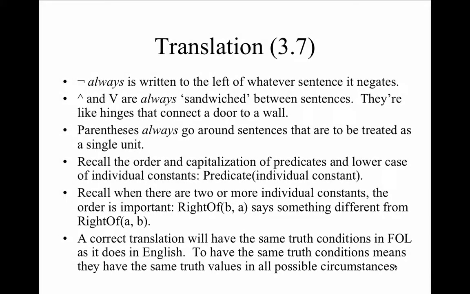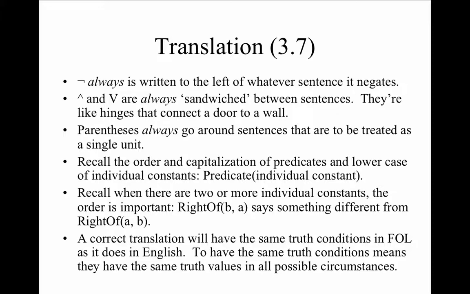So lastly, let's just summarize what we know given what we've covered so far. The connective negation, symbolized by a hook, is always written to the left of whatever sentence it negates. Conjunction and disjunction, that is caret and wedge, are always sandwiched between sentences. They're like the hinges that connect a door to a wall. That notion of hinges is going to be, I hope, useful when we look at rules for assembling and disassembling sentences. That will happen beginning in chapter 6.